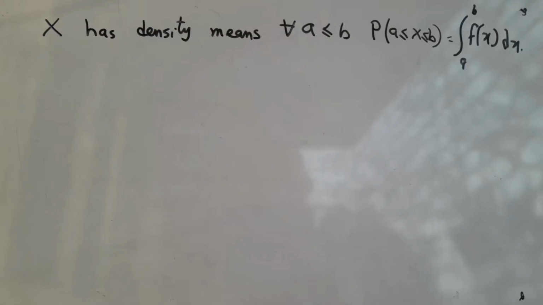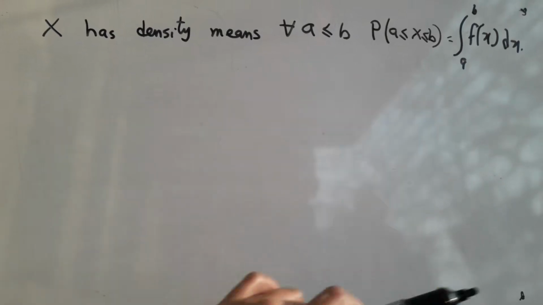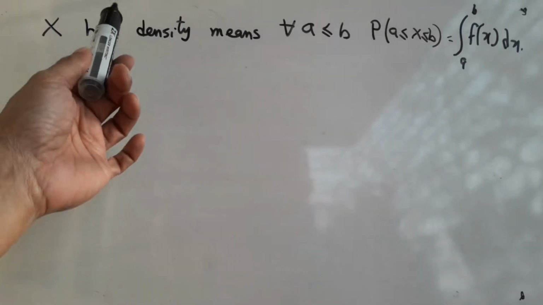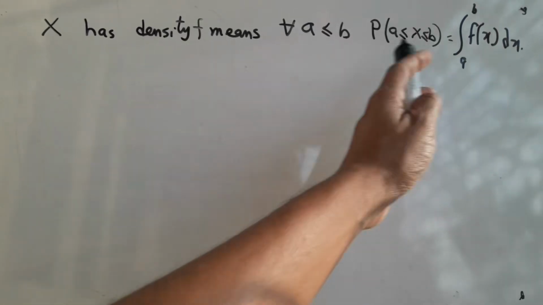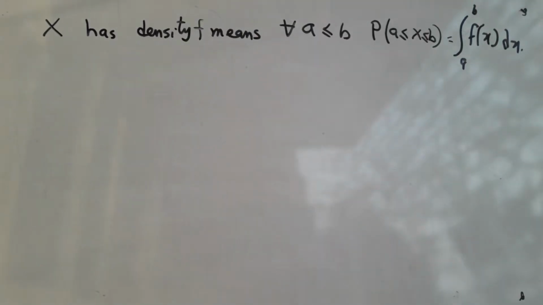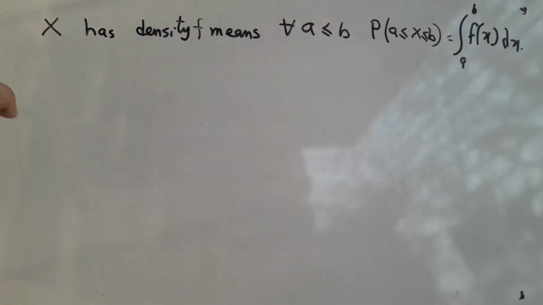So far we have introduced density completely mathematically like this. A random variable x has density f. That means this mathematical condition must be satisfied. Now we want to understand it in a physical way. So if someone gives us this random variable x, can we feel that x has this particular density?